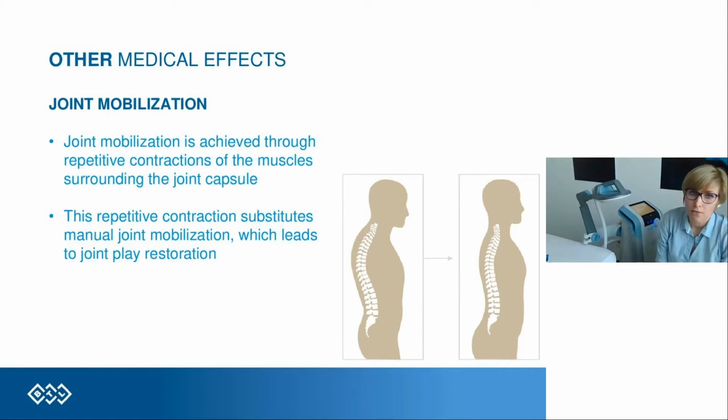What are other medical effects? As I told you before, when we create the depolarization of the nerve and it causes the muscle contraction, we can use this muscle contraction for joint mobilization. We have the specific frequency range to achieve repetitive contractions of the muscles surrounding the joint capsule. So this is something like the substitution of your work. So it can substitute your work or prepare your patient for other methods you are working with in your clinic. So this is the point we can focus on with the patient.